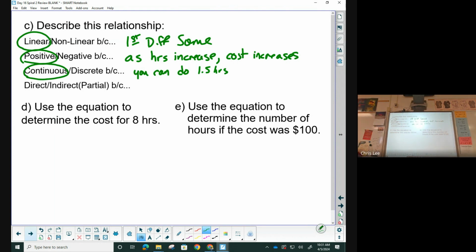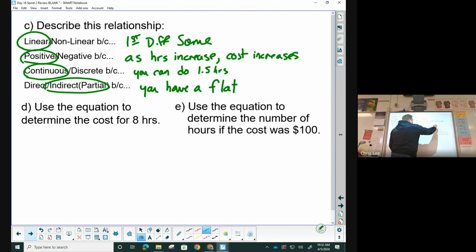And then on one day we had direct ones and on the next day we did partial or indirect. What was the difference between the direct day and the indirect day? Right. And which one does ours have? Does it have a flat rate? Yeah. So it's indirect. Direct are the ones that start at 0. This one because you have a flat rate. Eventually we'll probably stop calling it a flat rate and we'll start calling it initial value, but they both mean the same thing here. Initial value is like what you would pay at the beginning of the initial time. So it's flat rate, same thing.